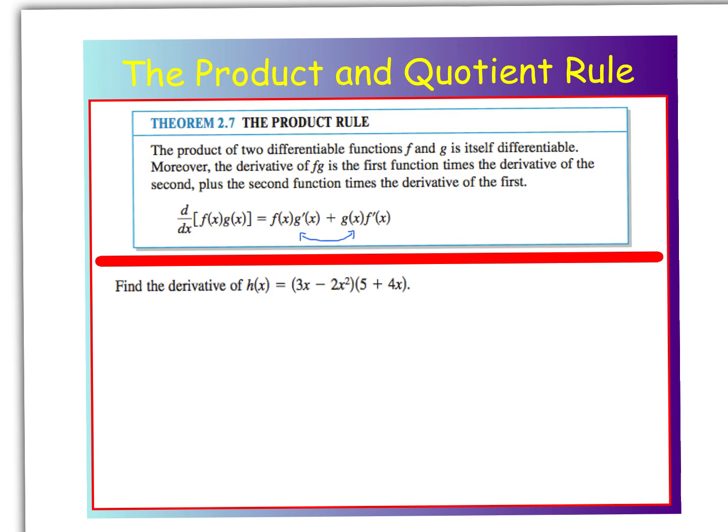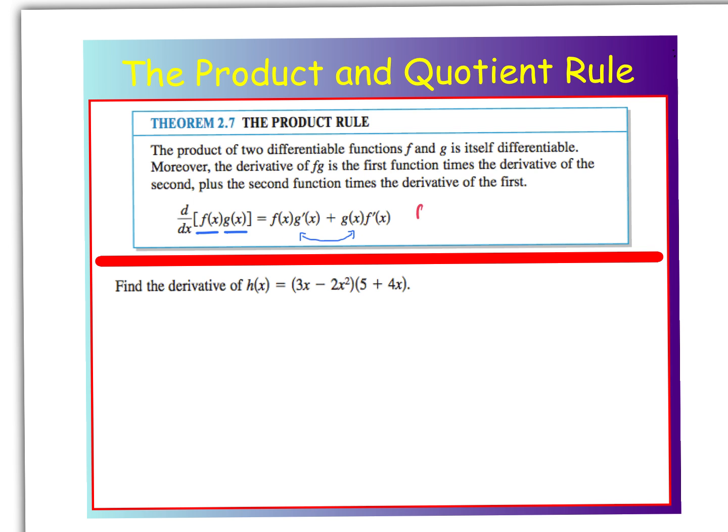2.3, product and quotient rule. So a product is when you do what? When you multiply. And so when I take a derivative with two things being multiplied, two functions being multiplied together, this is the way we do it. I kind of differ from the book a little bit here.